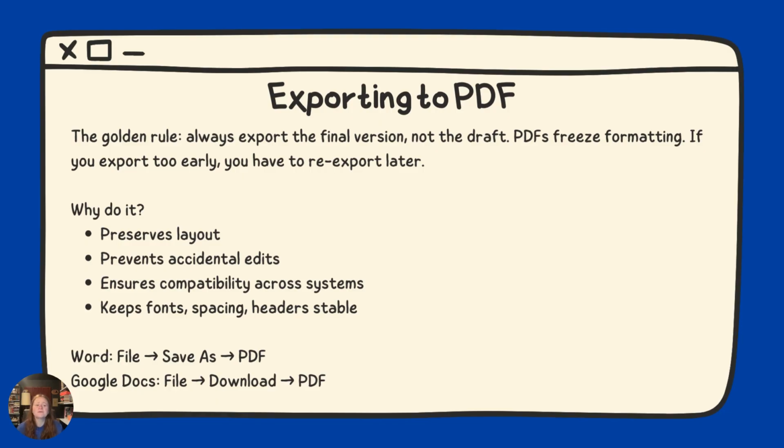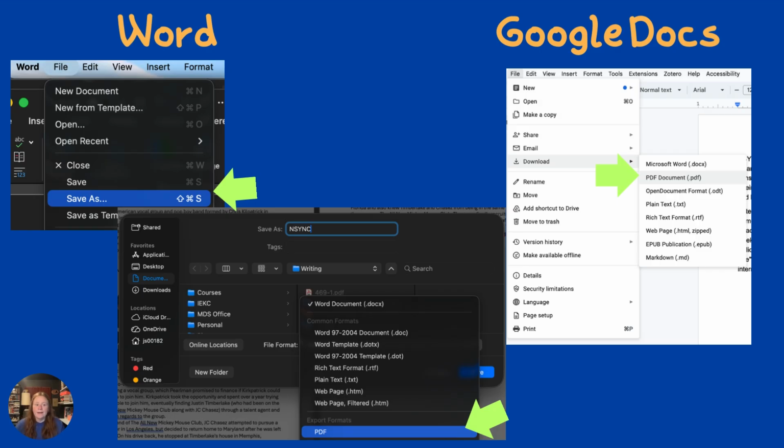This is also really good for ensuring that your fonts and the more visual aspects stay the same, so you're presenting them in the way that you intended to any of your readers. To do this in Word, you go to File, Save As PDF, and in Google Docs, File, Download PDF. And this is what it would look like. You can also print to PDF, but that's not always as stable for preserving the formatting. So doing it on the screen here is the recommended route.